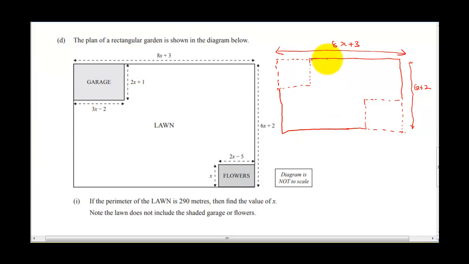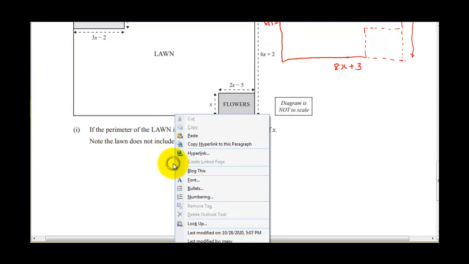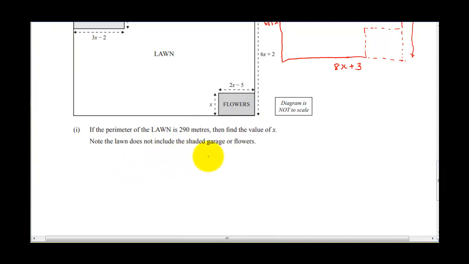And also you need to know that since this is a rectangle, 8x plus 3 is going to repeat itself here, and this side is going to be 6x plus 2. So it's better using this approach to solve the question rather than trying to subtract and get the other length. If you recall, the formula for the perimeter of a rectangle is 2 times the length plus the breadth.